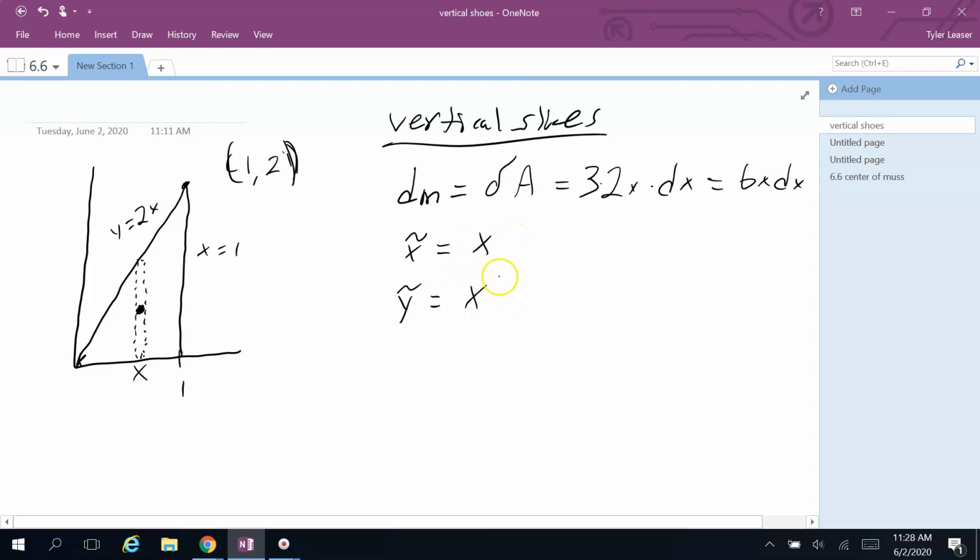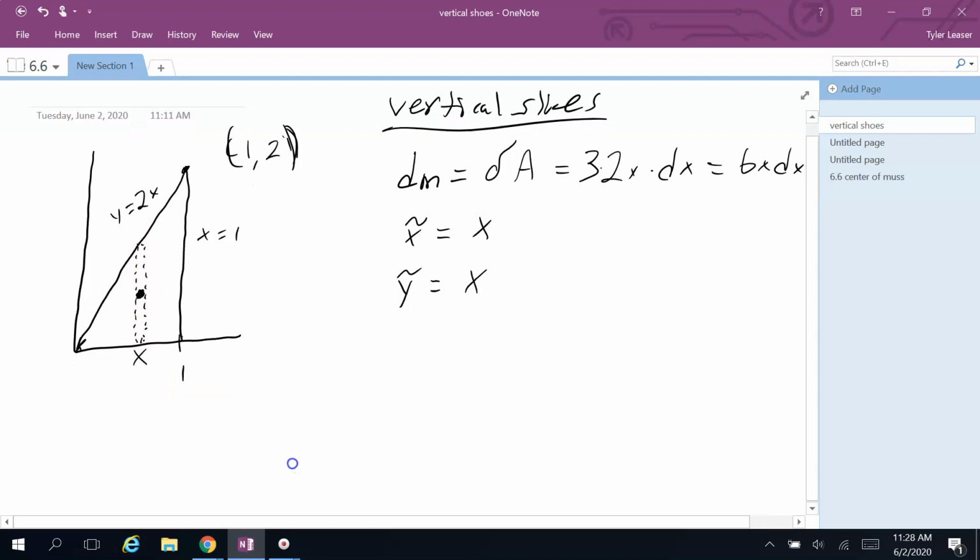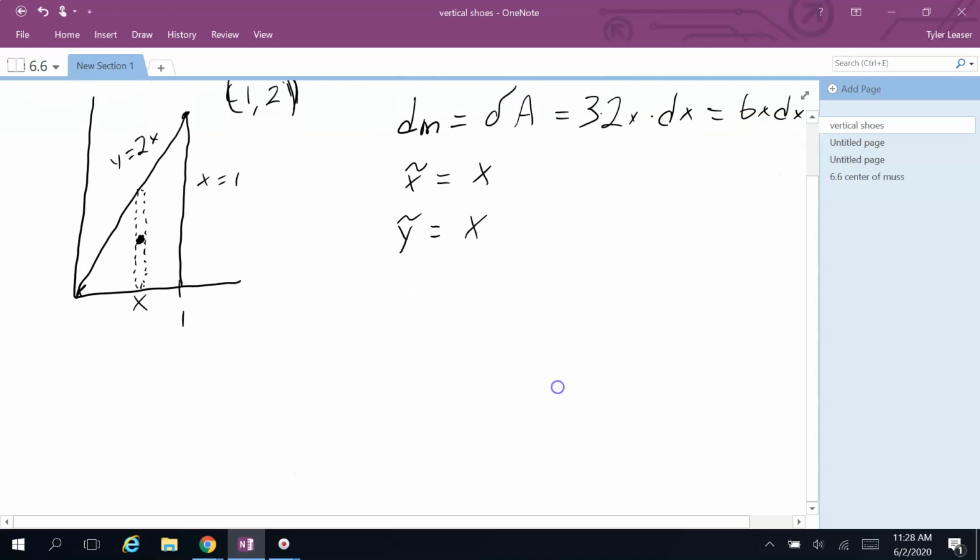It's not always going to be this way, but here my x wiggle is x because we are located at x along the x-axis. My y wiggle is x because that is the halfway distance of my slice. Now that we have that, we just go to the formulas. So there's going to be 3 separate integrals. These shouldn't be too bad.